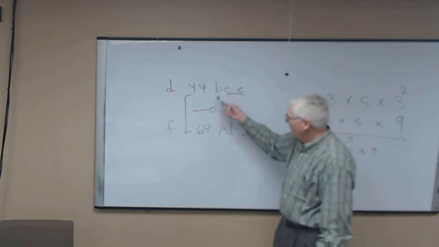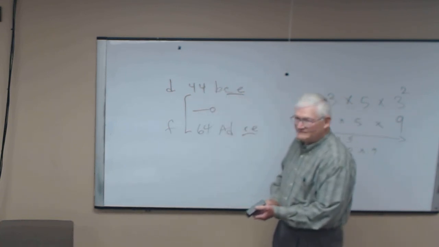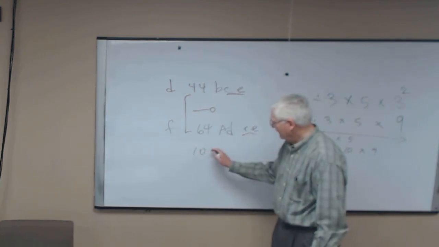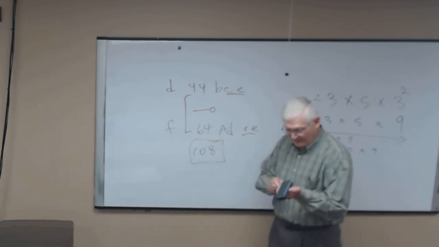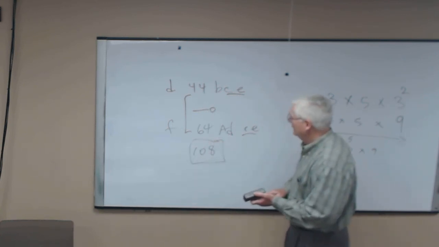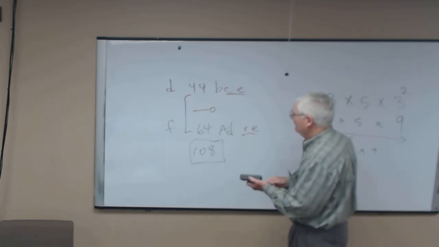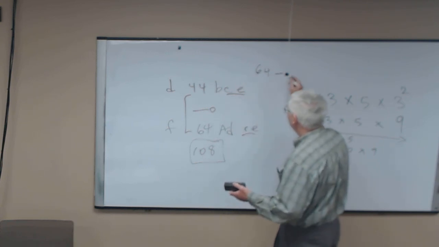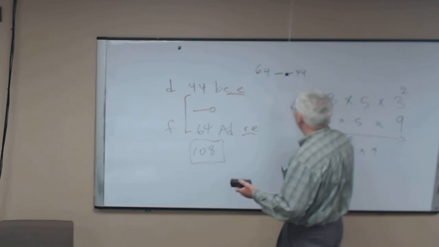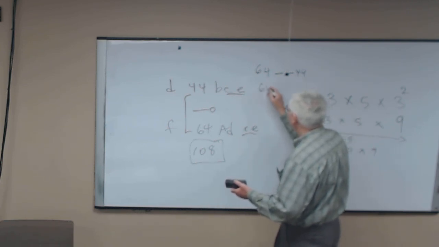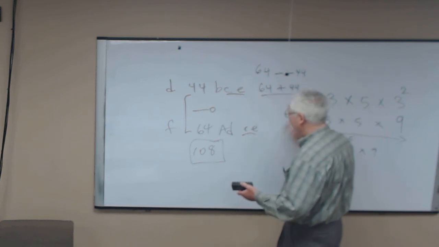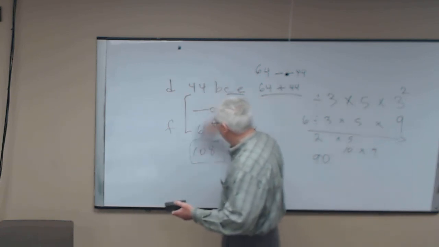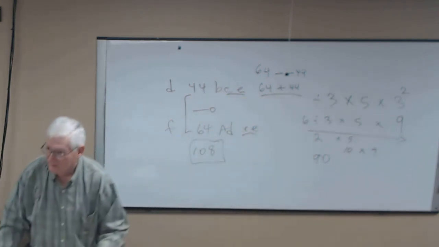But what is it from 44 to 0 to 64? 108 years? Is that any problem? Now it says use signed numbers to work it. Well, what would that be? That would be 64 minus negative 44, which is 64 plus 44. Do you see that? But just looking at the picture, from 0, 44 back, from 0, 64 up, that's 108 years difference between when that happened.